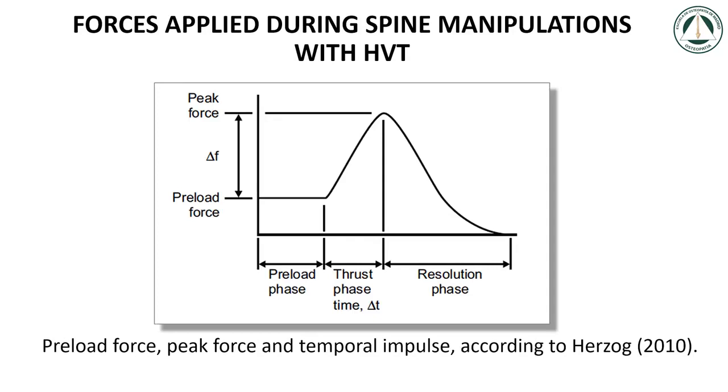Herzog et al. 1993 indicate that peak and preload forces vary depending on the location of treatment on the spine. Herzog et al. 1993a. According to Herzog, 2010, the thrust duration is approximately 100 milliseconds for cervical treatment, and 150 milliseconds for thoracic and lumbar treatment.